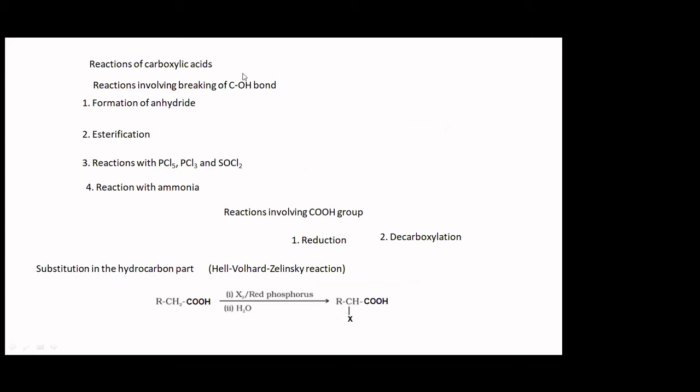Then coming to the reactions of carboxylic acids. Formation of anhydrides, that is basically reactions involving the breaking of the O-H bond. Esterification, reaction with PCl5, that is halogenation, reaction with ammonia. All these reactions involve the COOH group. Then reduction and decarboxylation, both are very important. And then you have substitution in the hydrocarbon part. This is something related to the hydrocarbon: Hell-Volhard-Zelinsky reaction, alpha halogenation.